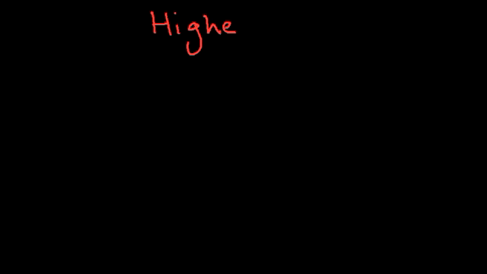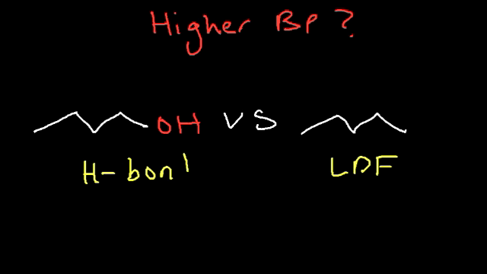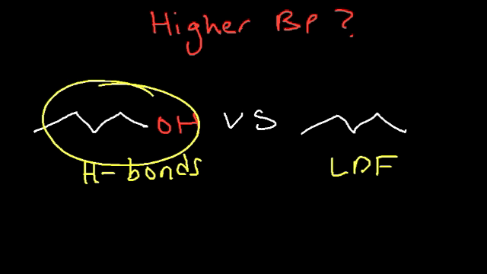So which substance has the higher boiling point? Between 1-butanol and pentane, which one has the higher boiling point? Now the alcohol has hydrogen bonds, and pentane, which is nonpolar, only has LDF forces. So because hydrogen bonds are stronger than LDF forces, the alcohol has a higher boiling point.